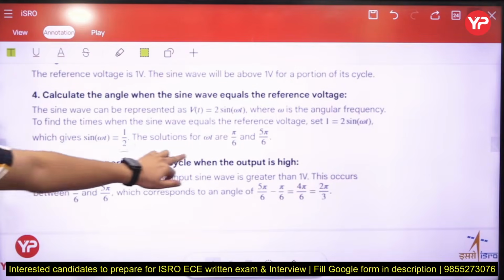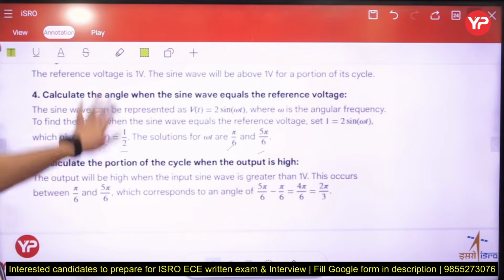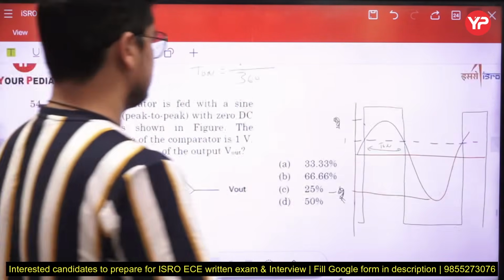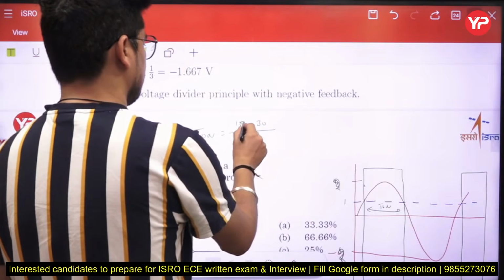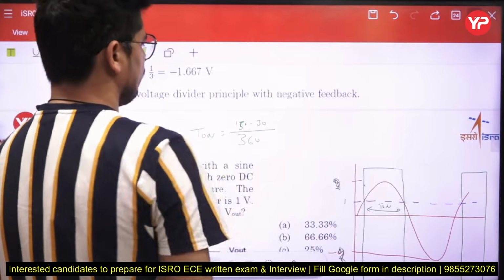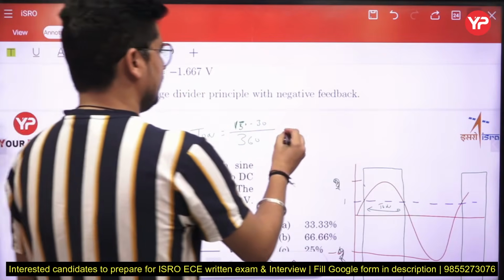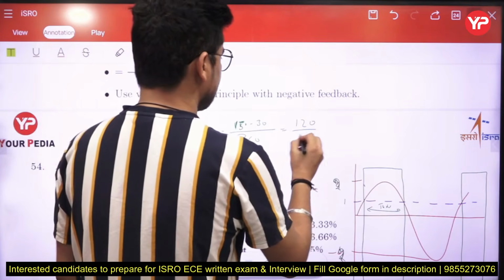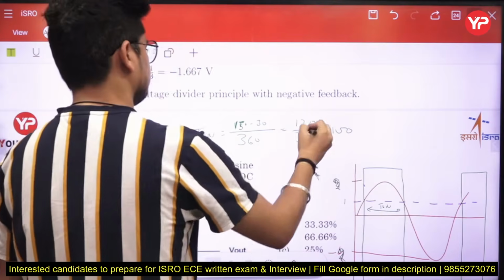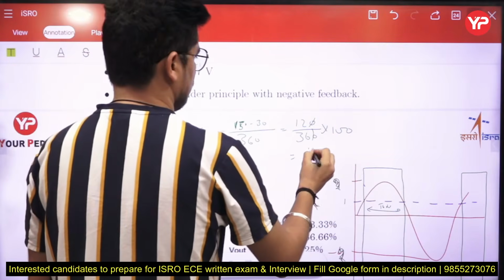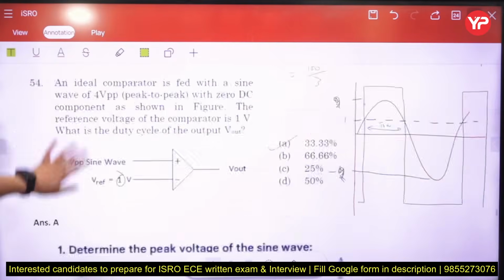1 by 2, the solution will be pi by 6, 30 and 5 pi by 6. Yeah, that's my mistake. That is not 120, that is 150. That is 150. Yes, that is 120 by 360. So 100 by 3, 33.33%.